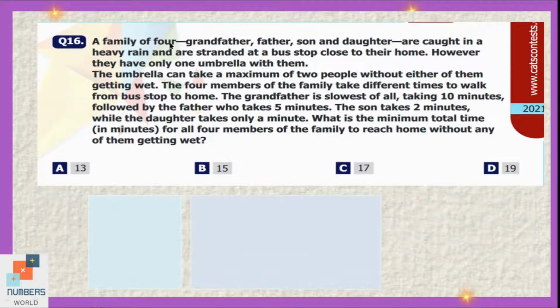Question number 16. A family of 4, grandfather, father, son, and daughter, are caught in a heavy rain and are stranded at a bus stop close to their home. However, they have only one umbrella with them. The umbrella can take a maximum of 2 people without either of them getting wet.